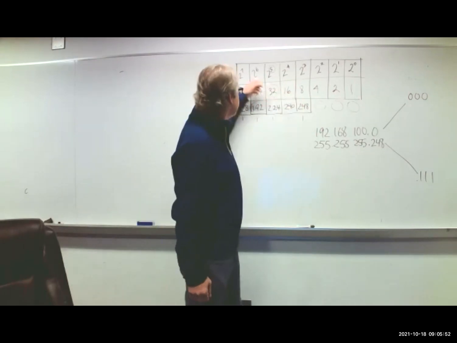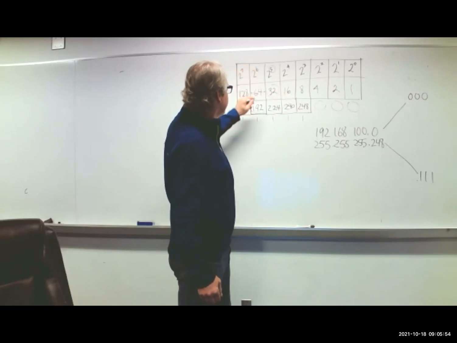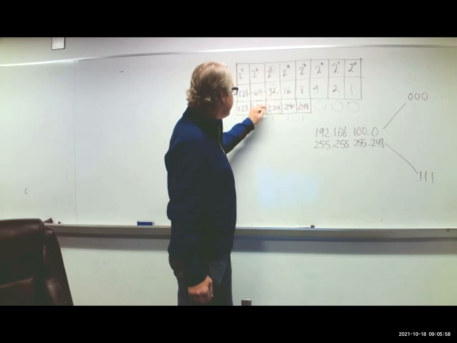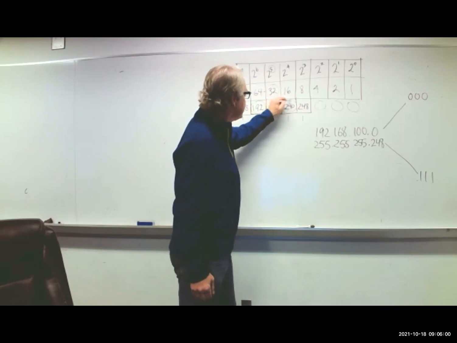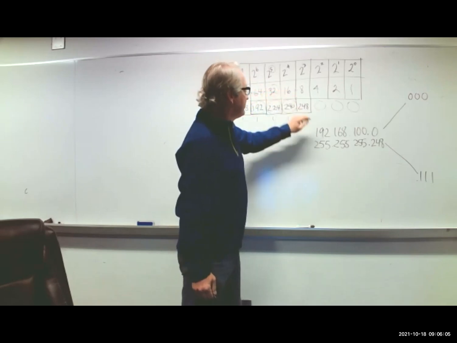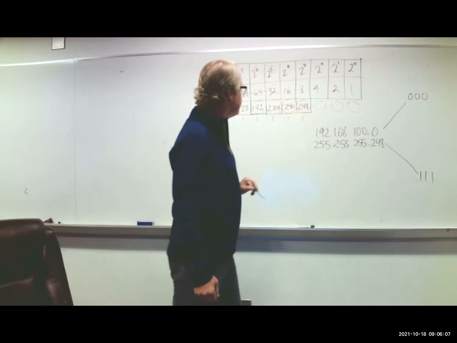But moving across here, you can see you've got 128 plus 64 gives you 192. Add another 32, and you get 224. Adding another 16, you get 240. And then adding the 8, so all 5 bits that we borrowed, you get 248, right?